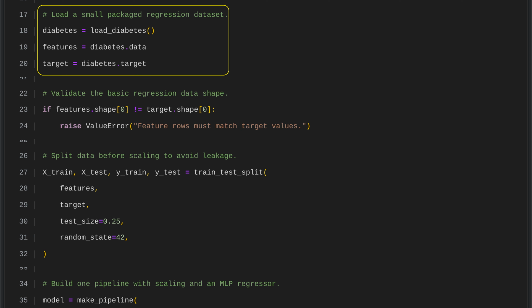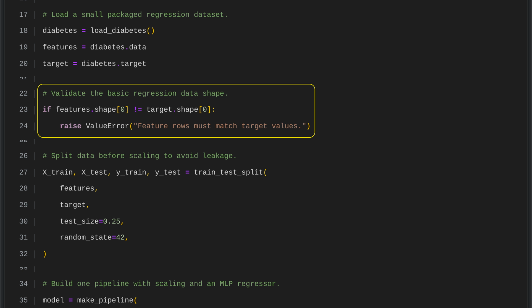We load Scikit-Learn's diabetes dataset, a built-in dataset for regression. It provides input features used as predictors and target values representing diabetes progression. These data are used to train and evaluate a regression model.